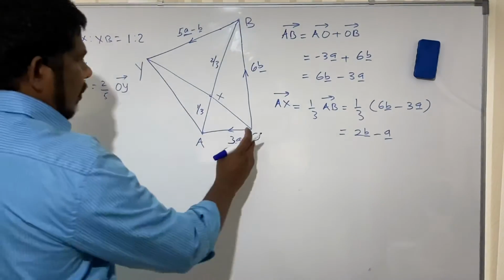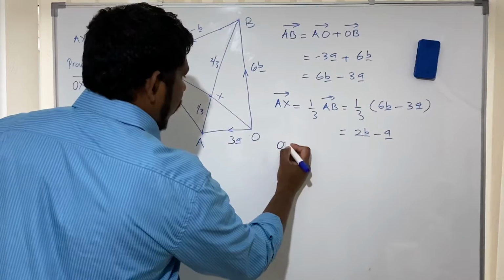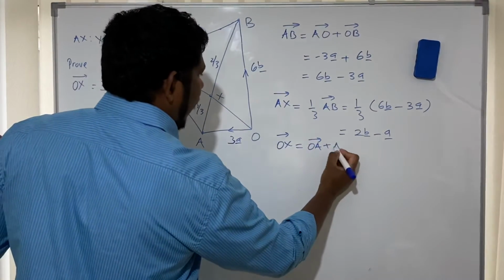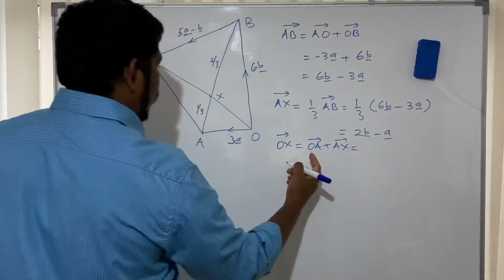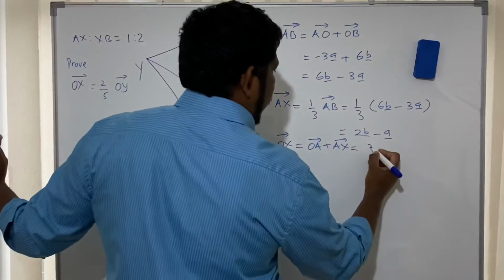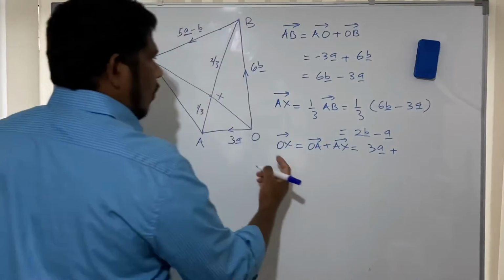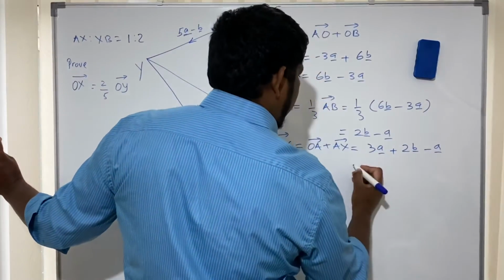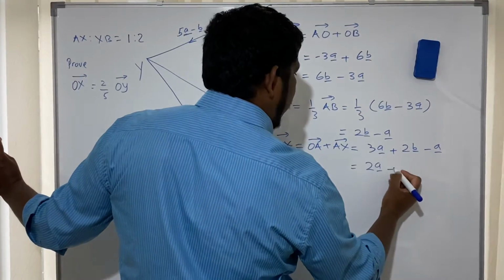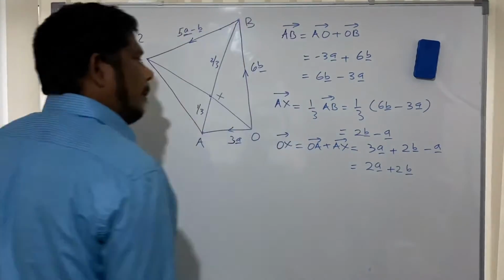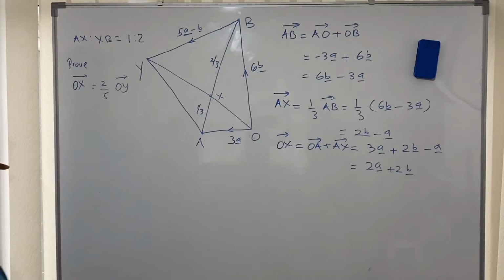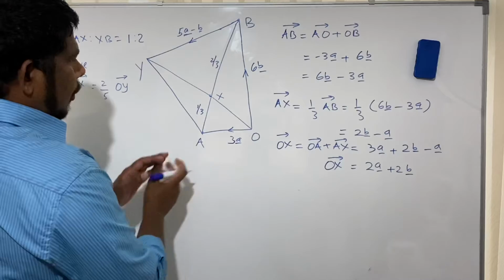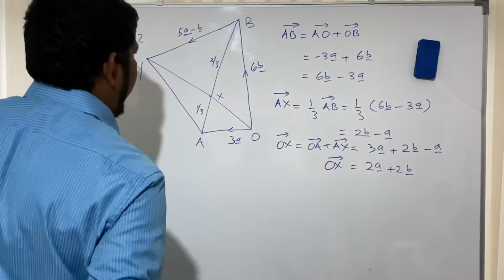Now we can find vector OX. OX equals OA plus AX. OA is 3a plus AX is 2b minus a. So that's going to be 2a plus 2b. This is vector OX.